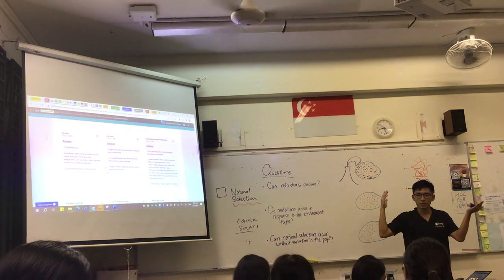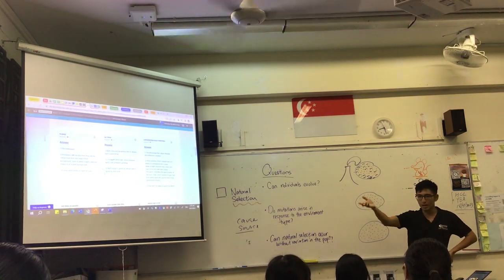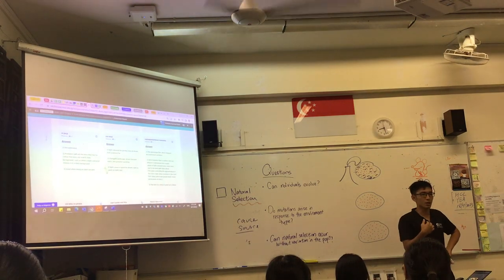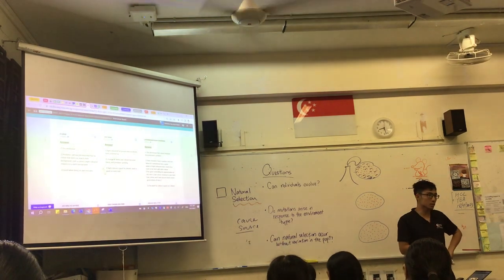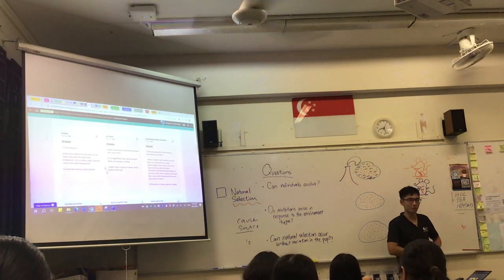Hair color. Right? My hair color is this color, your hair color is that. Yours may be curly, mine may not be. Not all mutations are bad. Some mutations are good, or some mutations are bad. But it really depends on the environment.